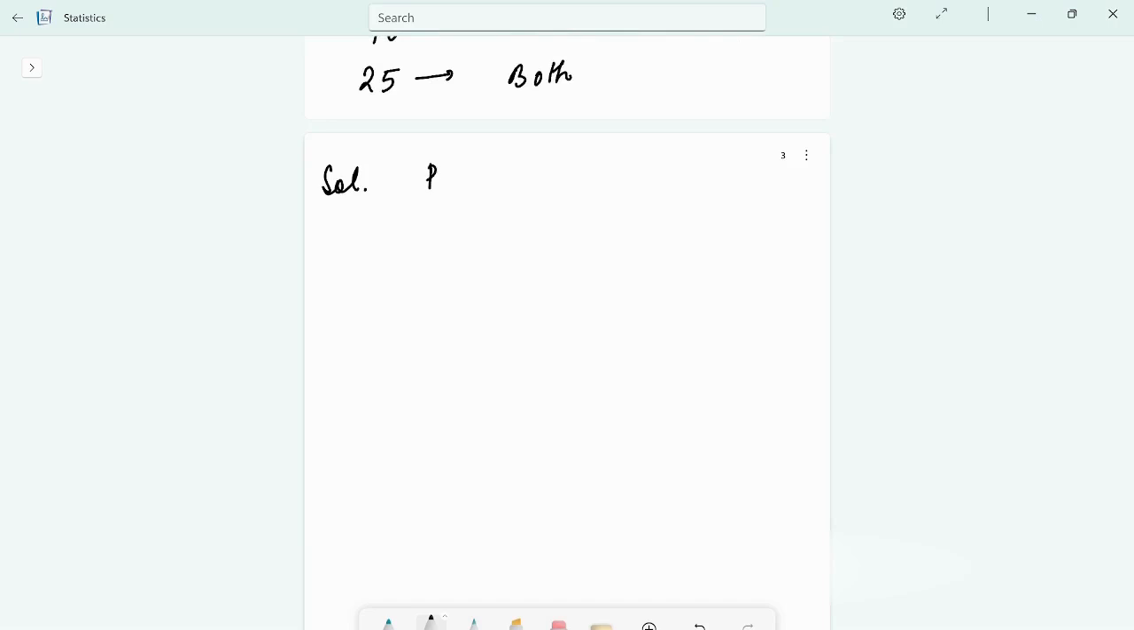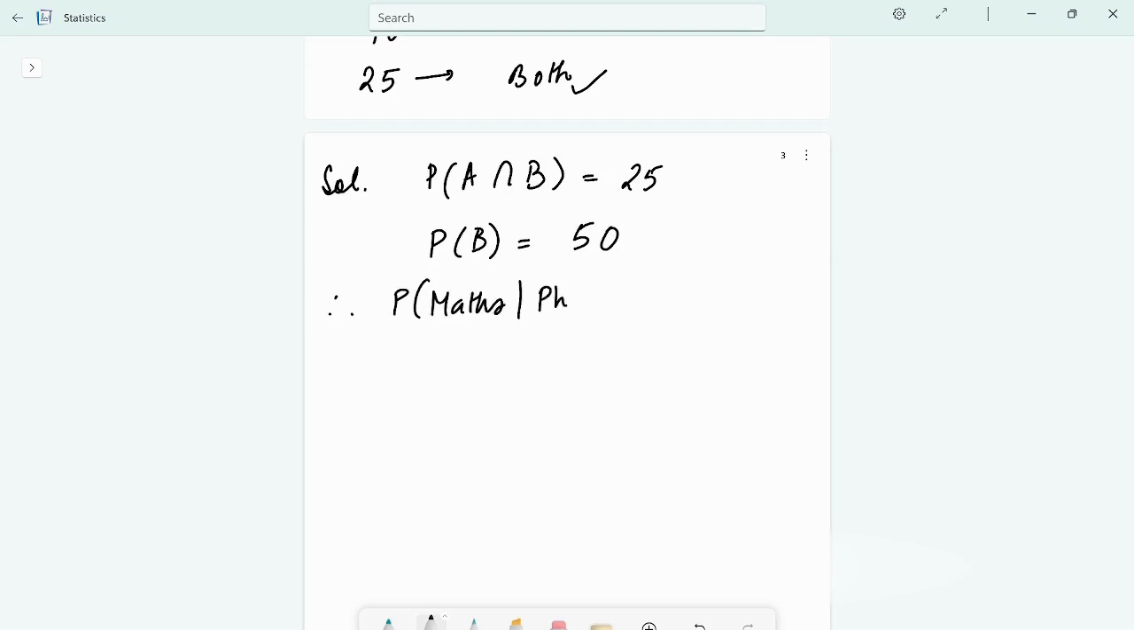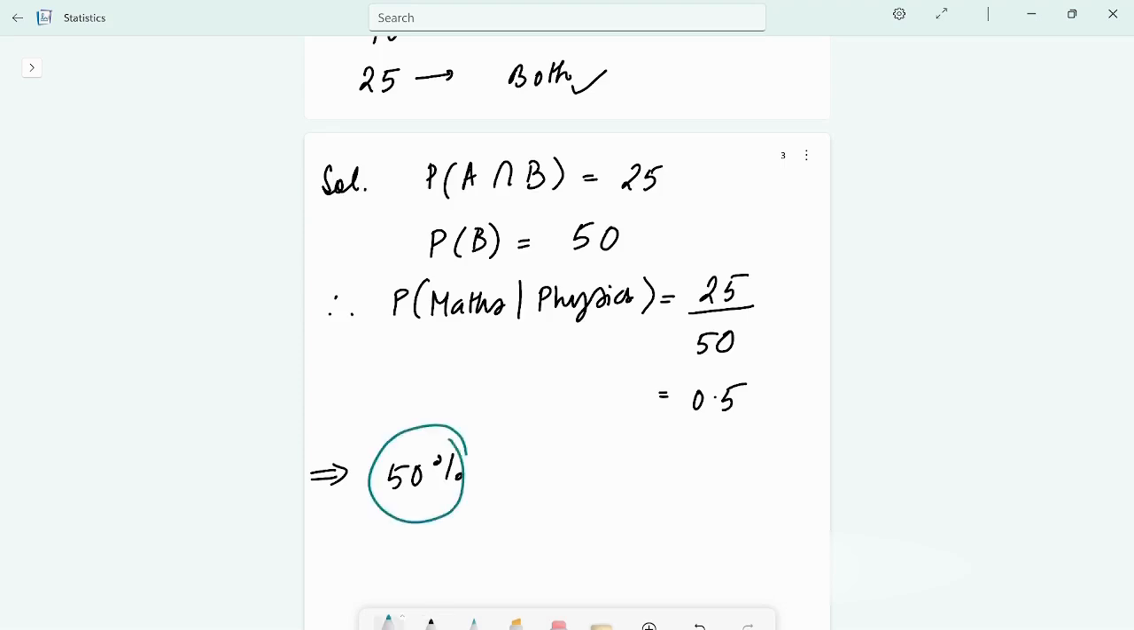We are already given P of A intersection B, which is 25, and P of B, of physics, which is 50. Hence, P of maths given physics is 25 by 50, which is 0.5, which basically means a 50% chance that a student who likes physics also likes maths. This is our answer.